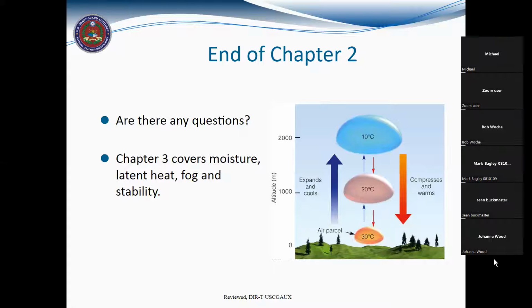Mike McGann, number 27. Higher pressure gradients cause... There, Mike, can you unmute yourself? It's Charlie, stronger winds. Stronger winds, right on. Johanna Wood, number 28. The polar jet stream... Let's try C. C is correct.